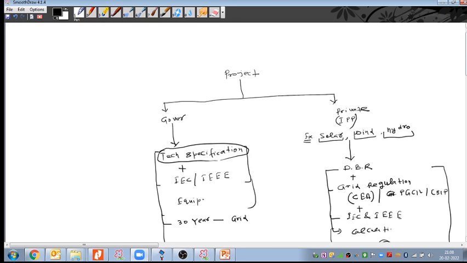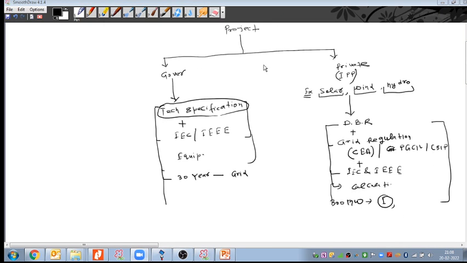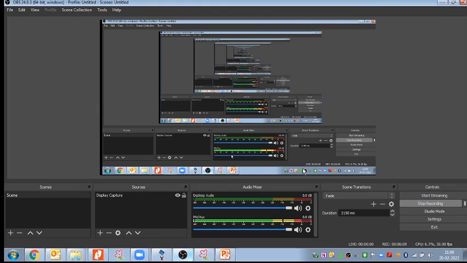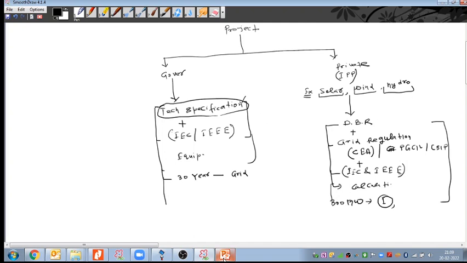All right, now let us take these technical specifications. We need to understand the technical specifications, and one more thing: what IEC and IEEE standards are required. The list we discussed yesterday, right? Which IEC and IEEE standards we will follow, we have discussed that.